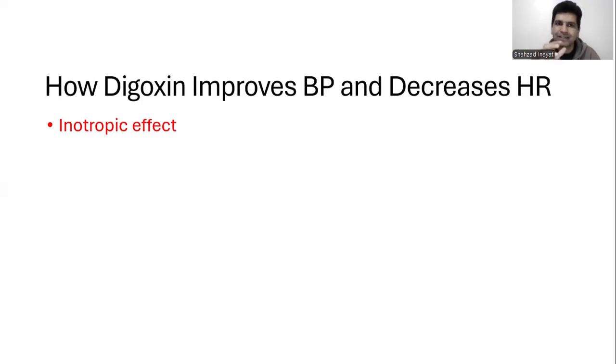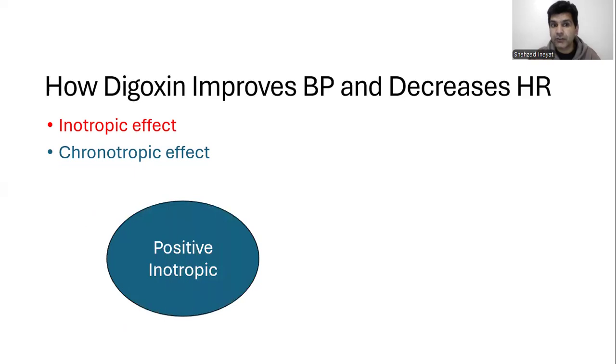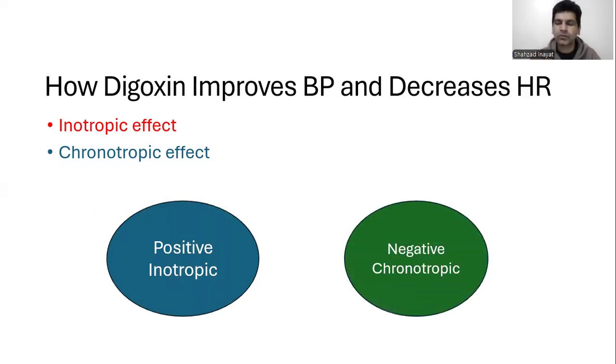So these are the agents that improve the contraction of the heart. Any substance that improves the contraction of the heart is inotropic, and their effect is the inotropic effect. The other thing is chronotropic effect. Chronotropic is anything that basically reduces the heart rate. So digoxin has a mechanism of action that has positive inotropic effect and negative chronotropic effect.